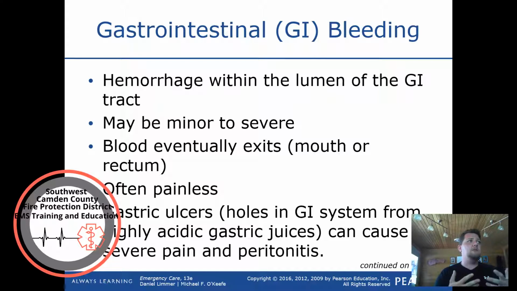So what's happening with a GI bleed? We've got hemorrhage within the lumen of the GI tract. It can be severe to minor, and then blood eventually exits the mouth or the rectum. It's often painless. The only reason they know they have a GI bleed is blood coming from the rectum, or they're throwing up blood. Gastric ulcers are holes in the GI system from highly acidic gastric juices, which can cause severe pain and peritonitis.